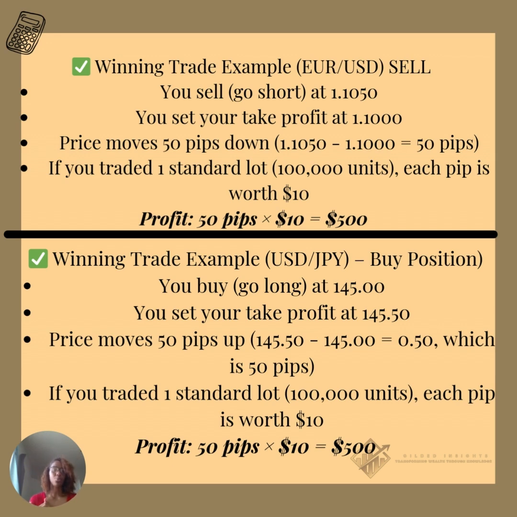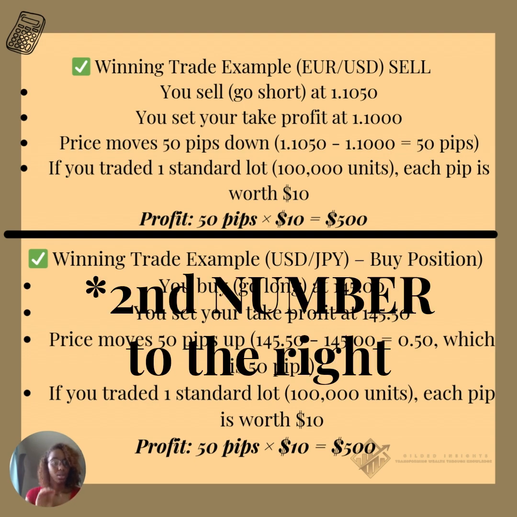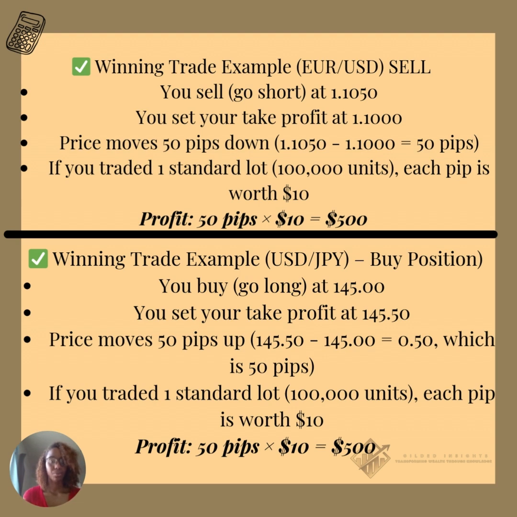Another example, another winning trade, but this is with a JPY pair. Remember, with JPY, the second decimal to the right is what moves. So let's say we go in for a buy position with UJ. My entrance to the trade is going to be 145. Sorry, I'm so used to saying the four digits.